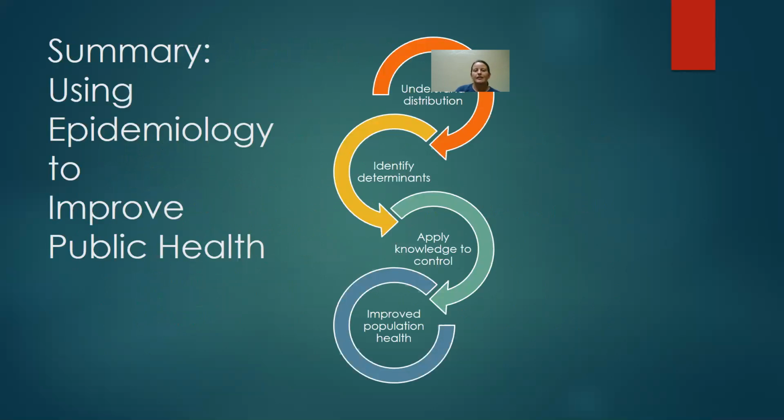So in summary, epidemiology is a subdiscipline of public health, and the goal really is to improve population health. We do that by understanding the distribution of health and disease across the population, identifying those determinants or risk factors for disease, and using that knowledge to control disease, control exposure to risk factors, and ultimately improve population health.